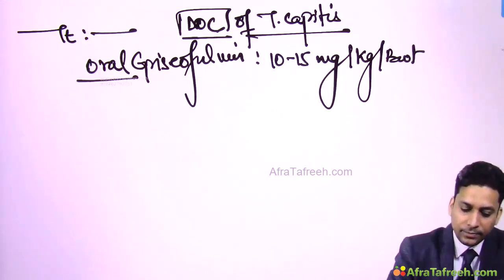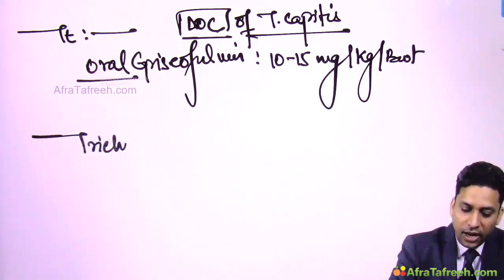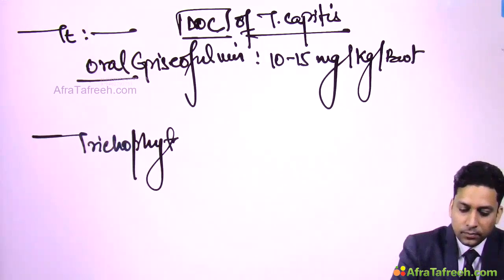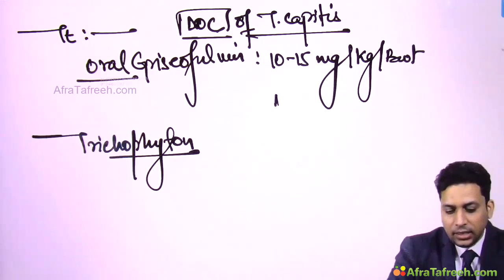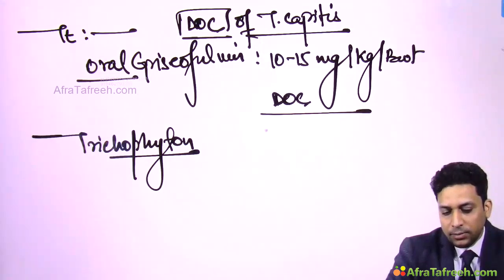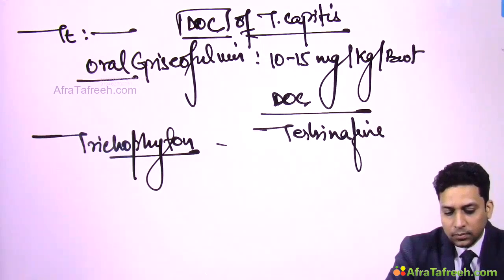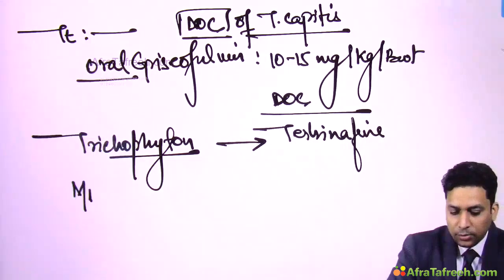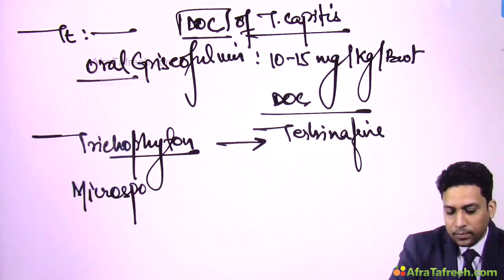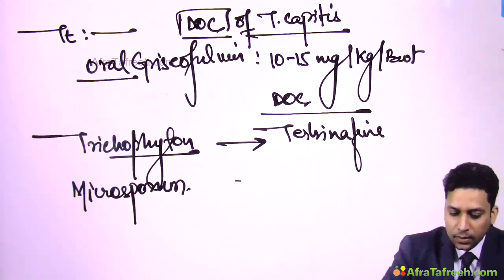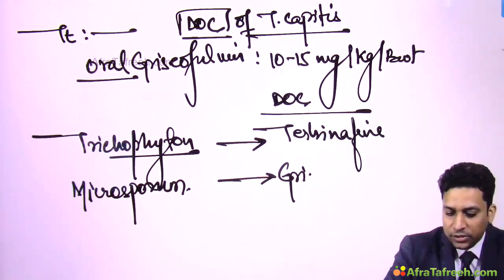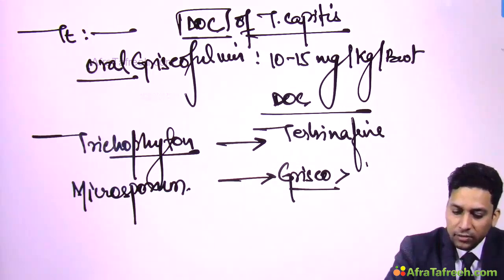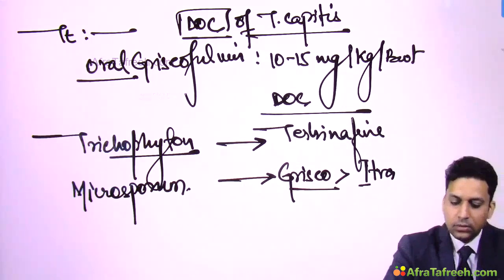So if Trichophyton is the causative agent, then the drug of choice will be terbinafine. If the causative agent is Microsporum, then drug of choice will be griseofulvin. If griseofulvin is not available, you can choose itraconazole.